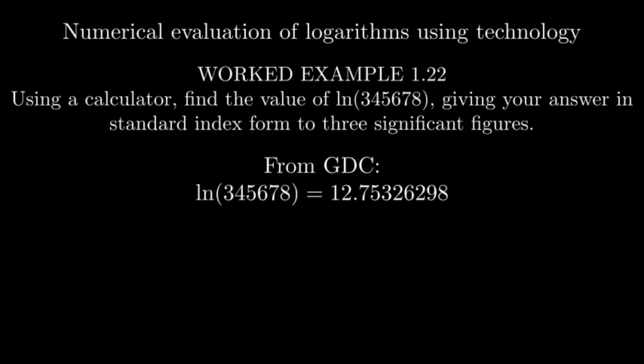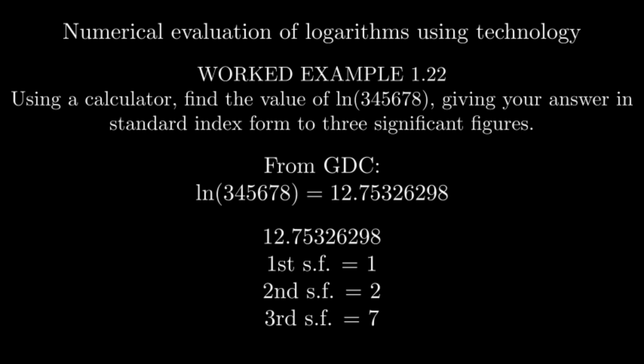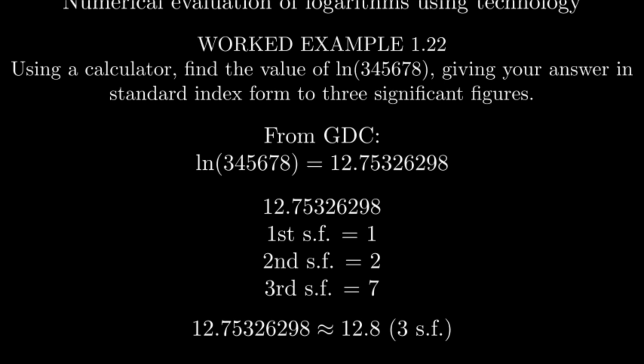Now for the first part of the answer, rounding to three significant figures. Significant figures are the first non-zero digits of a number. In our number, the first significant figure is 1, the second is 2, and the third is 7. To round to three significant figures, we look at the fourth digit. The fourth digit is 5. The rule is, if the next digit is 5 or greater, we round up the last significant figure. If it's less than 5, we leave it as is. Since the next digit is 5, we round the 7 up to an 8. So our number rounded to three significant figures is 12.8.